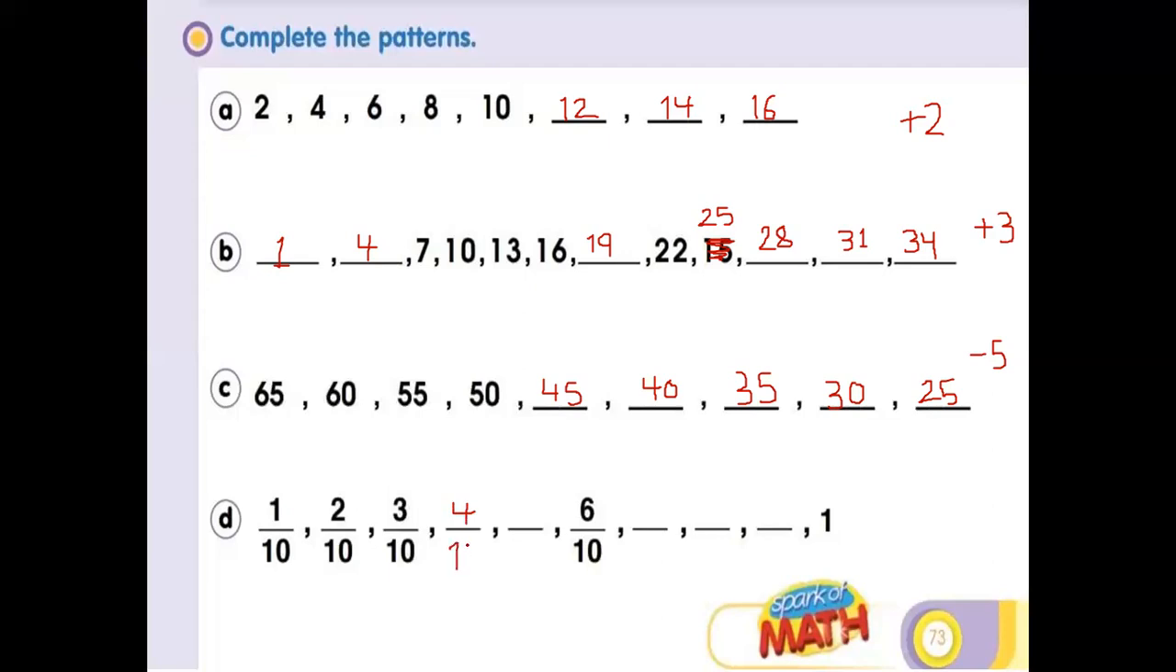Okay, the next one, 1 over 10, 2 over 10, 3 over 10, the next one, 4 over 10, excellent, we add 1. 5 over 10. 6 over 10. 7 over 10. 8 over 10. And the last one, 9 over 10. We have here number 1. Why do we have here number 1? After 9 over 10, it is 10 over 10. And we said that 10 over 10 equals what? Equals 1. So because of that, we have 1.